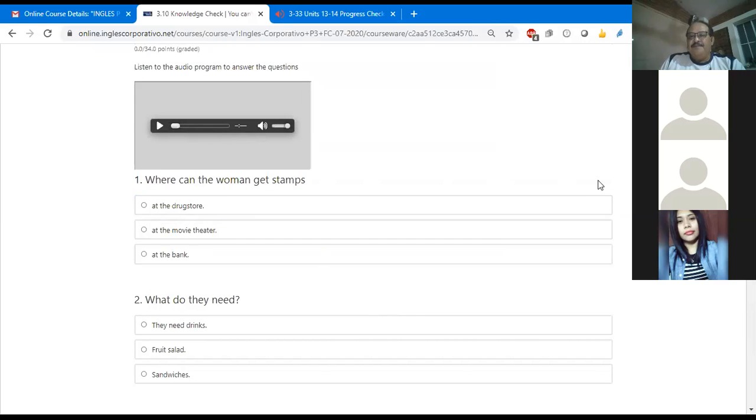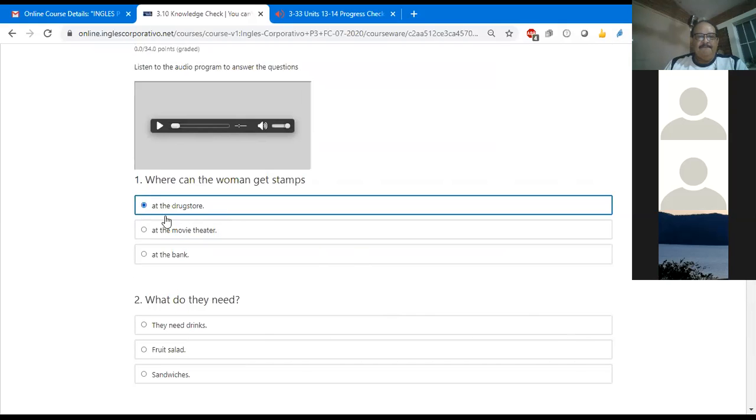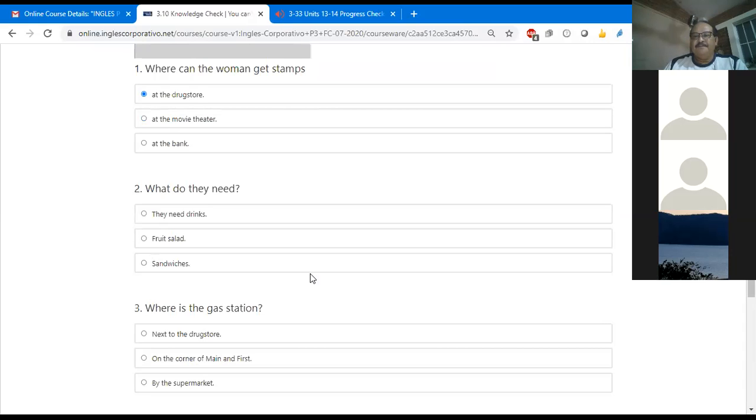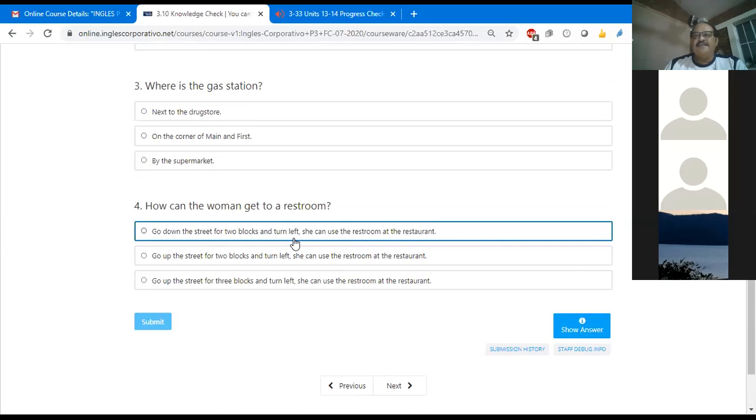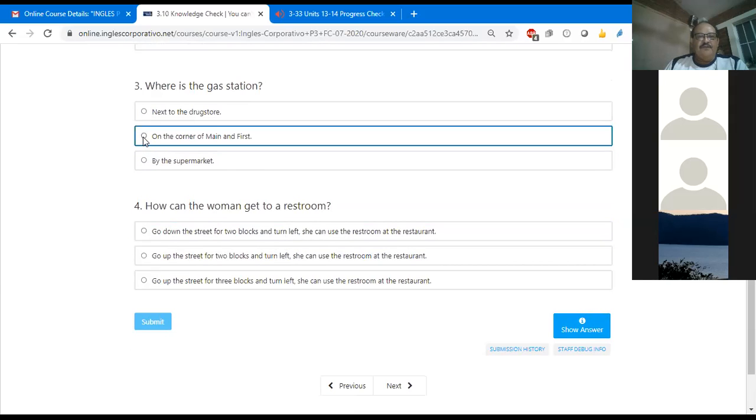Where can the woman get stamps? At the drugstore. What do they need? They need drinks. Okay, they need drinks. Where is the gas station? On the corner of Main and First. Okay.